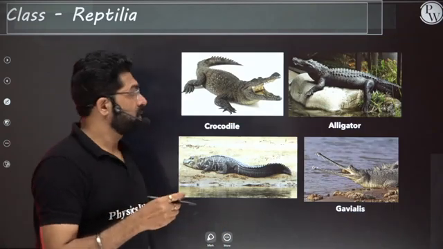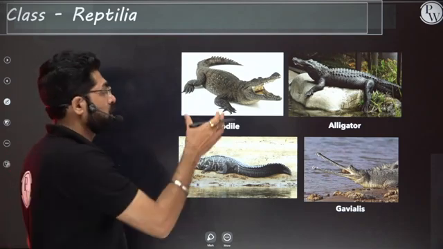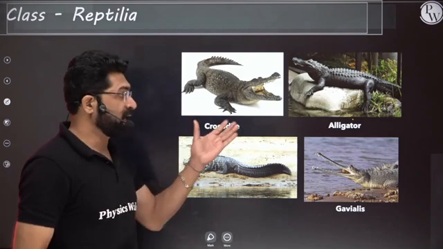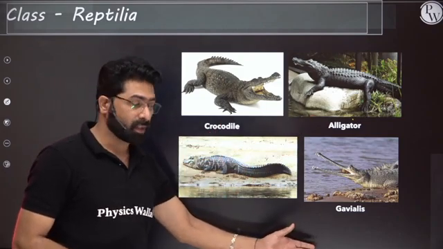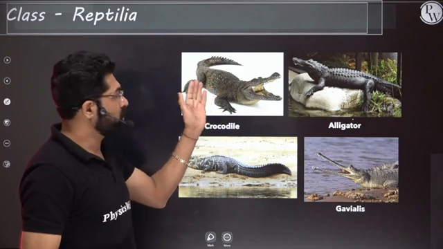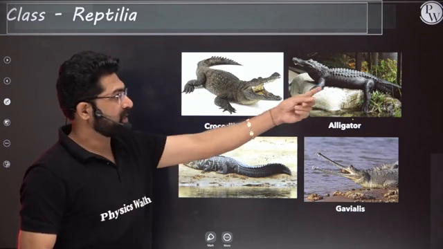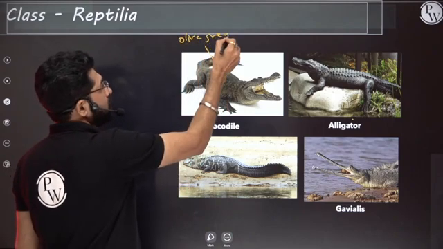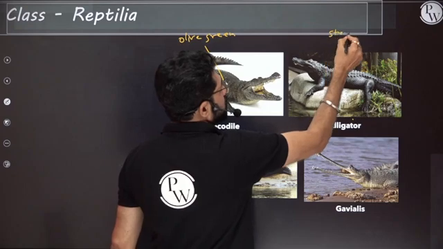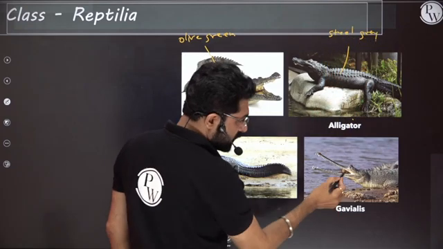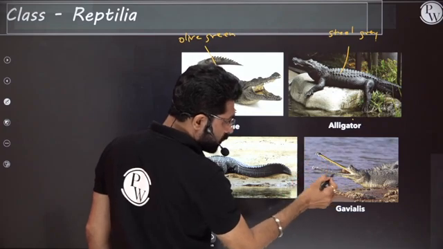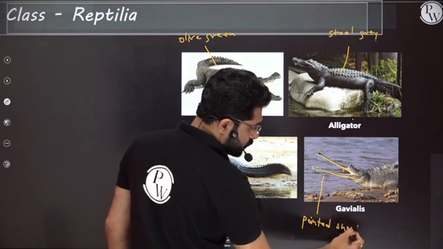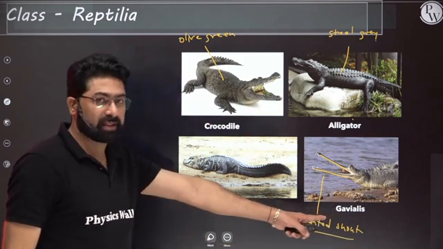Is it clear? So now differentiate between crocodile, alligator and gavialis. Can you differentiate between them? You see the color of this is a bit olive green. Here you can see steel gray. This is olive green, this is steel gray. And this has a very pointed snout. Pointed snout is a characteristic feature of gavialis.